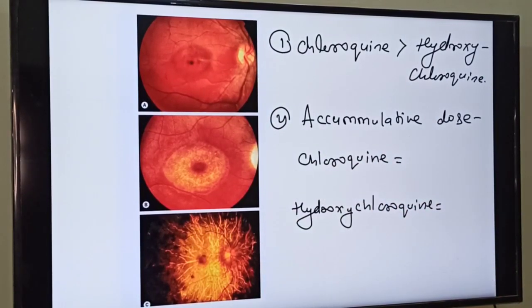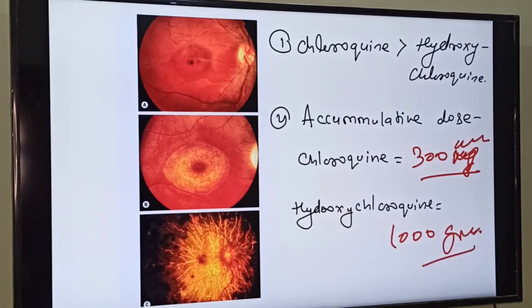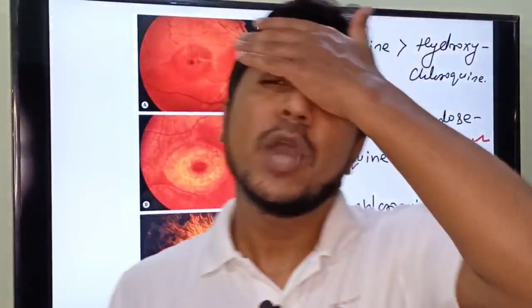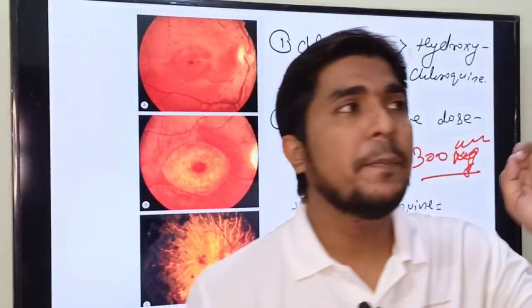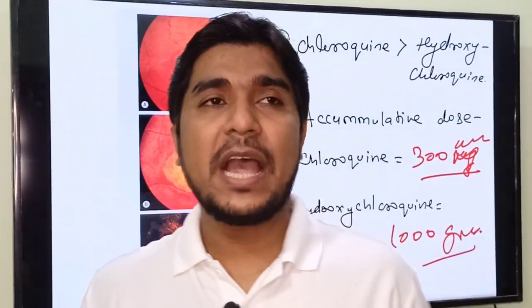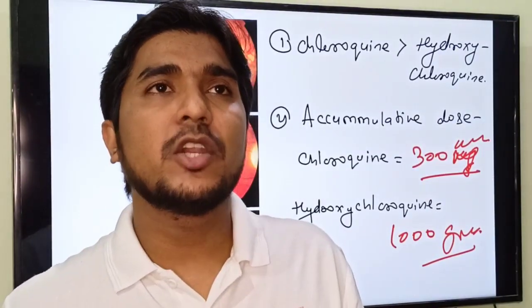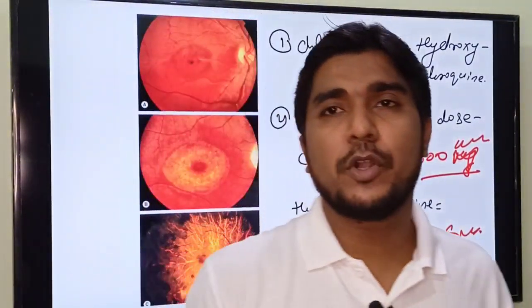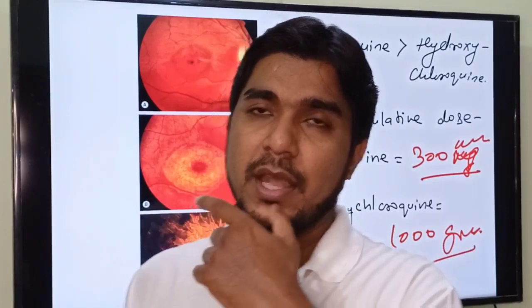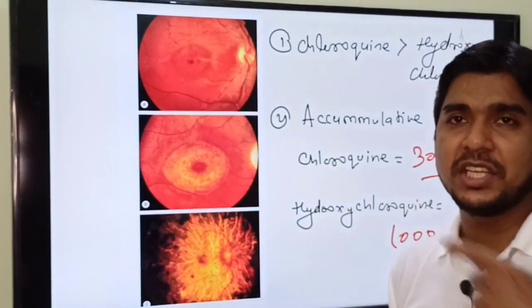When the chloroquine cumulative dose is 300 gram, and when the dose of hydroxychloroquine is 1000 gram, then only toxicity is suspected. You have to understand that if the patient is on treatment for rheumatoid arthritis, the patient should consult the rheumatologist before stopping the drug, if you suspect this type of toxicity.